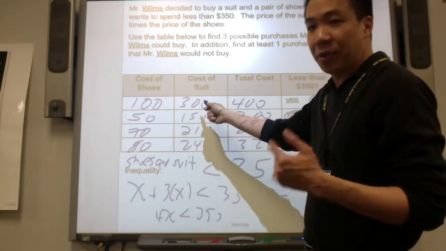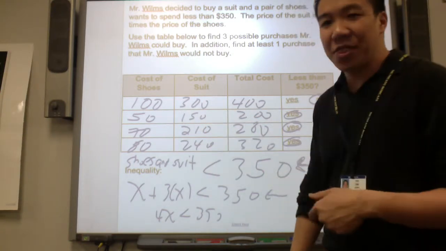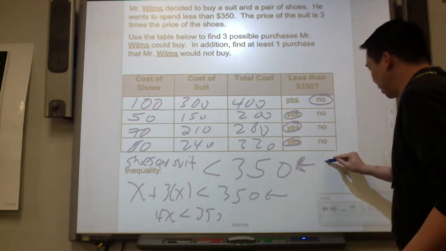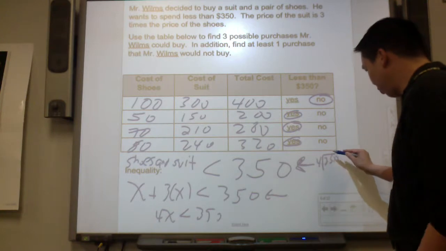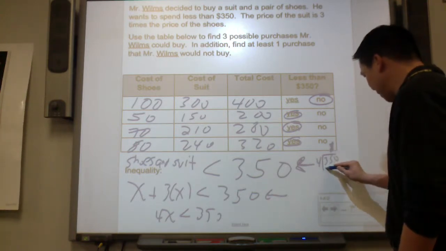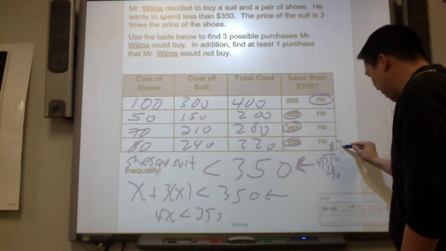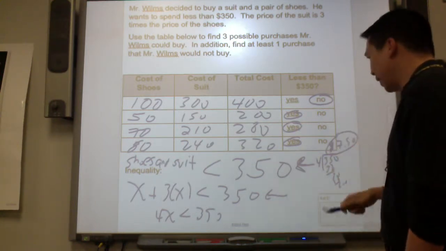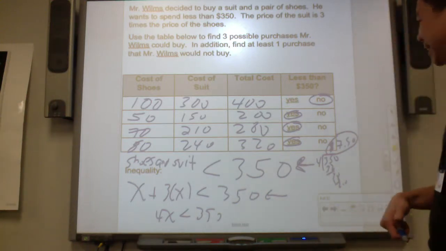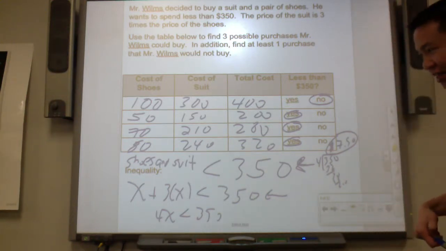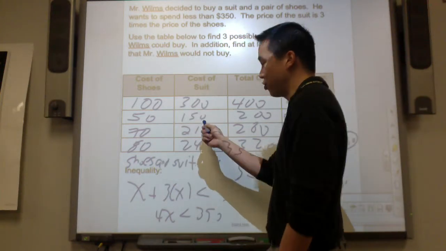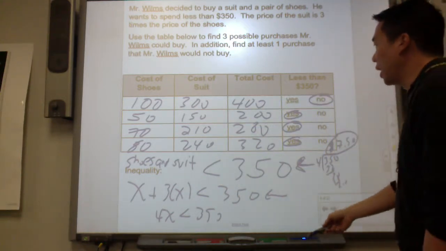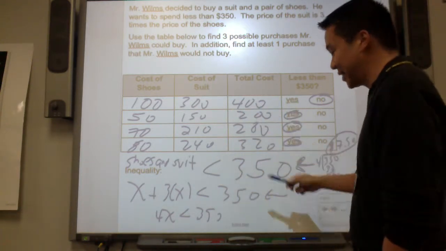So that means you can determine the suit. It all has to be less than $350. If you want to know, I'm curious myself. 350 divided by 4 is 87.5. So your shoe has to be less than $87.50. If it's less than $87.50, then you take 3 times that, and the shoe and suit will always be less than $350.